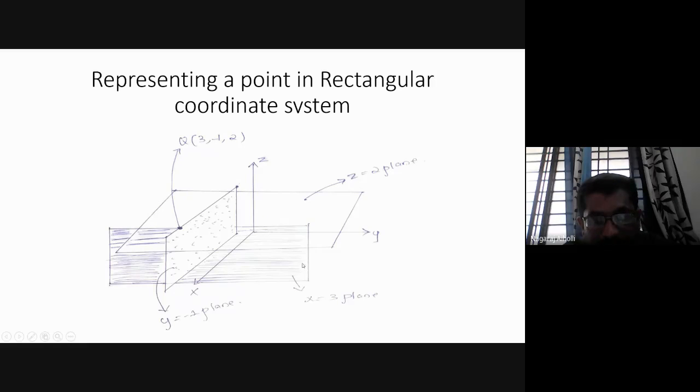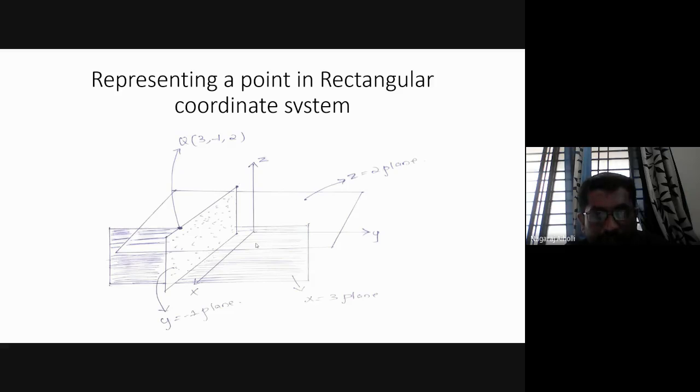Now wherever this x equal to 3, then y equal to -1, then move z by 2 units, it is intersecting at this point. So this is our coordinate Q of (3, -1, 2). How did we get this coordinate? That is the intersection of these three planes. One is the x equal to 3 constant plane, then the y equal to -1 constant plane, and the z equal to 2 constant plane. Wherever these intersect at a common point, that common point is our coordinate.